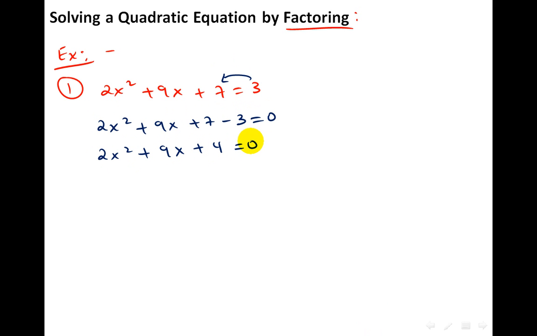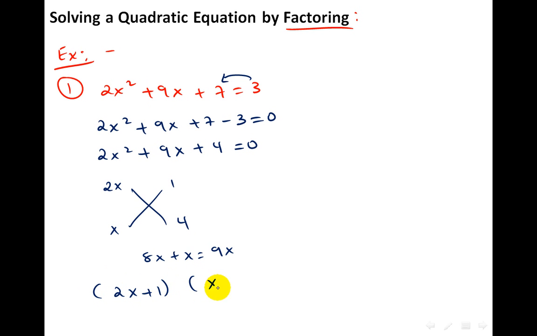Now this is a non-simple quadratic equation that you can solve using this method. Factorize the 2x squared, you'll have here 2x and 1x. When you factorize the 4, you can have 1 and 4. If you multiply 2x times 4, you'll have 8x, and 1 times x, you'll have 1x. When you add them, you'll get 9x, the middle term that I'm looking for. So the factorization for this one will be 2x plus 1 and x plus 4 equals 0.